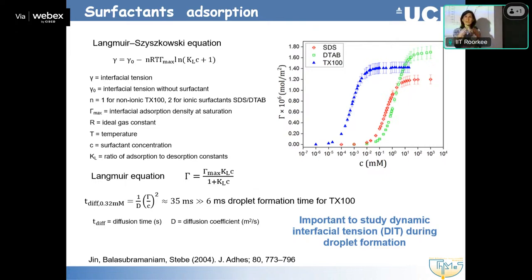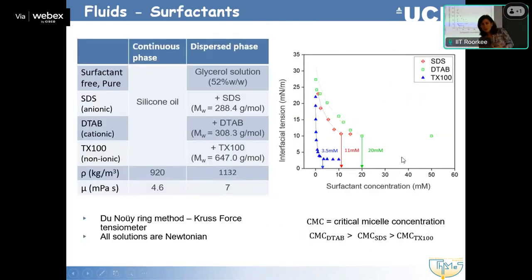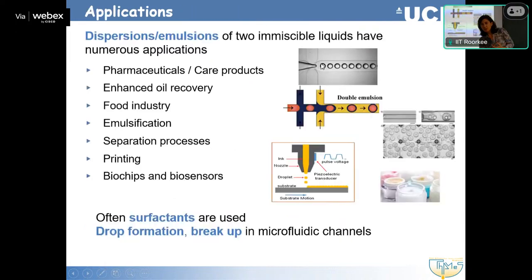What that tells us is that Triton is a big molecule, takes time to reach the interface, and actually it takes more time, according to these calculations, than the drop formation time. So this suggests that possibly when we form the droplets here, at least in the beginning, or while this breakage happens, we may not have the equilibrium surfactant concentration.